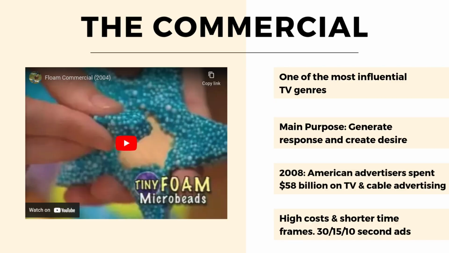One of the genres that was discussed in this chapter of the book was the commercial genre. This is one of the most influential TV genres just because we see it almost every single day, whether that's if you watch cable TV or even streaming services. They all have commercial advertisements, and one of the main purposes of it was to really generate response and create desire. So commercials were designed to create desire for the audience so they could sell their product to them and have the audience buy their products.